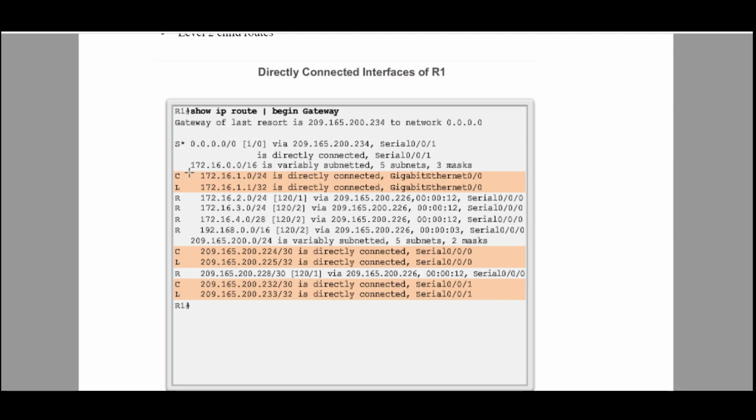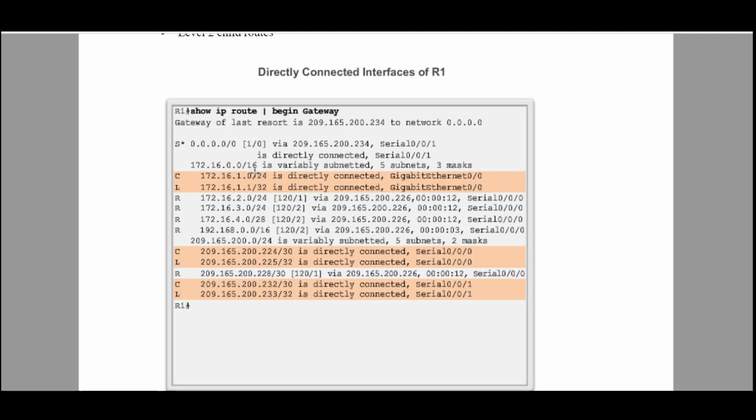Then there is another letter you can see. What does that mean? That is called L. So L stands for local. We have not seen any example for this, but here L means it is going to be local. The same thing is considered as local. You see 172.16.1.1/32, directly connected, Gigabit Ethernet 0/0. So L stands for local.